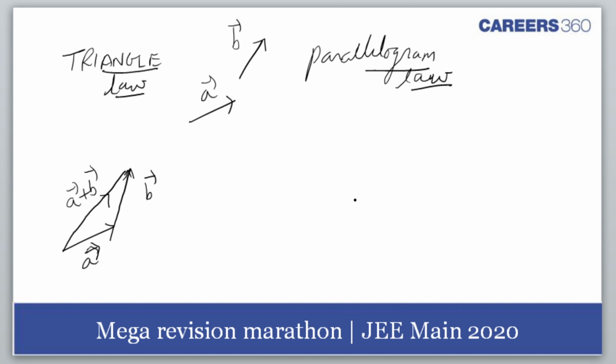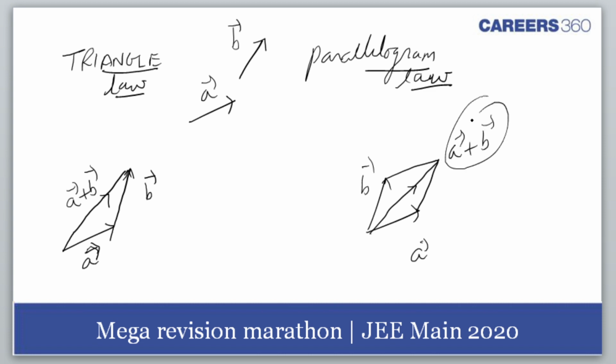Parallelogram law of addition: if I add these two vectors tail to tail, so this is A and this one is B, I complete the parallelogram, and the diagonal, which is the co-initial vector, would be A plus B. Although the result in both cases would be the same, the difference should be apparent and understood by everyone.